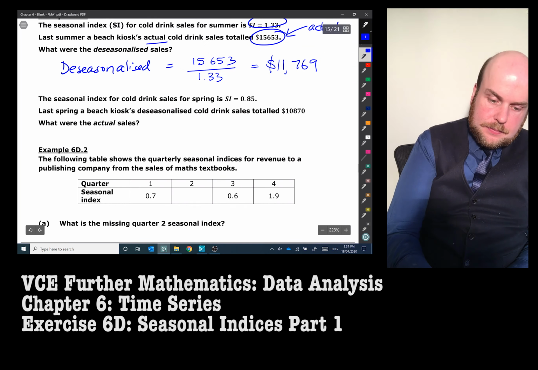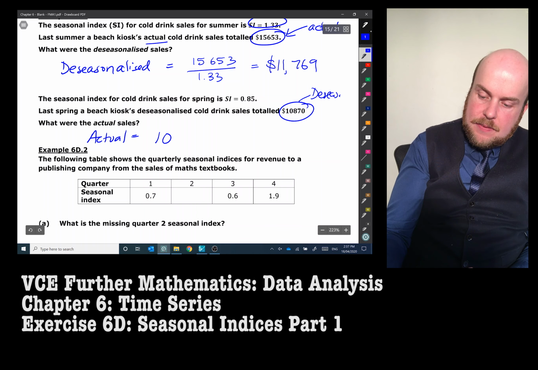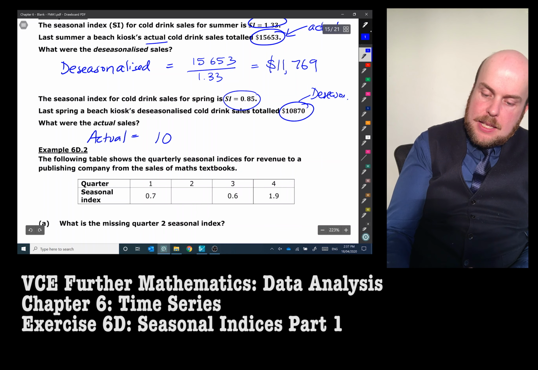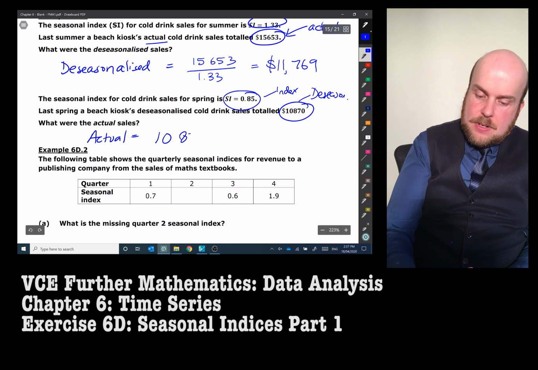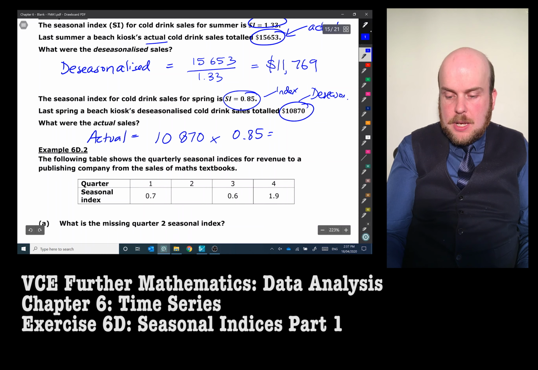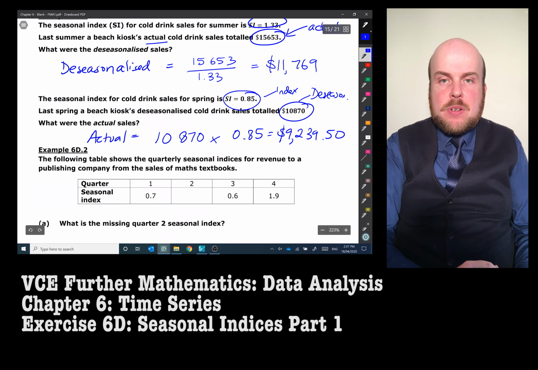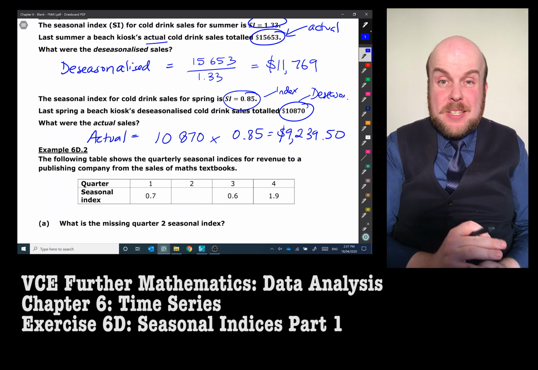So actual is equal to, this is our deseasonalized figure, and this is the index. So 10,870 times 0.85, and this will be equal to $9,239.50. So what does this mean in reality?